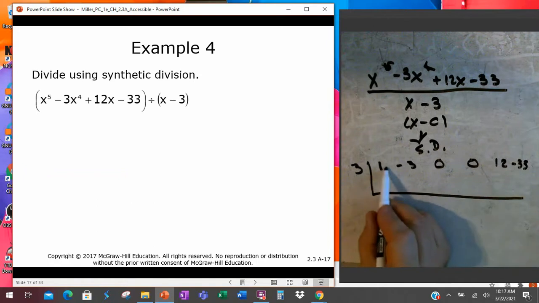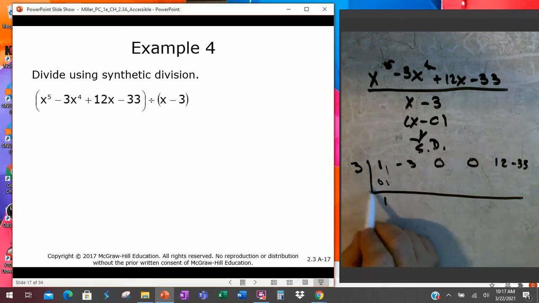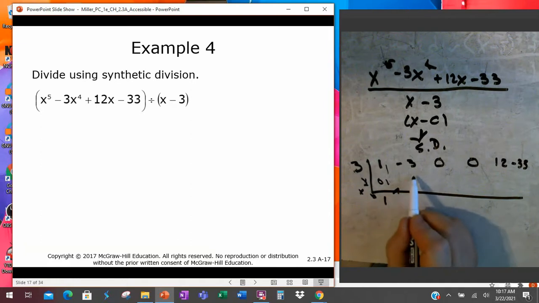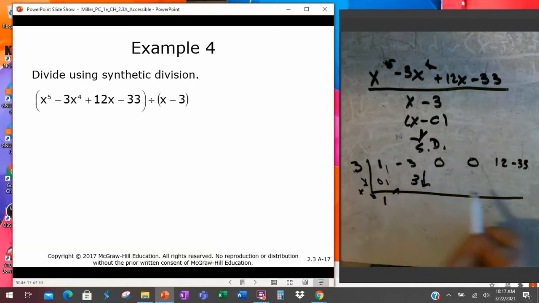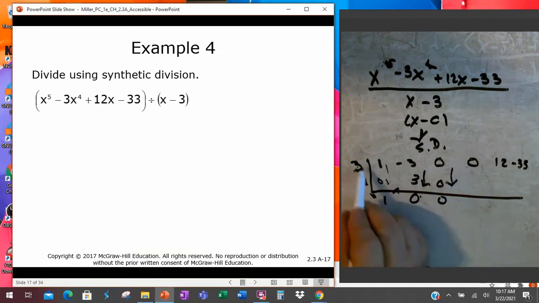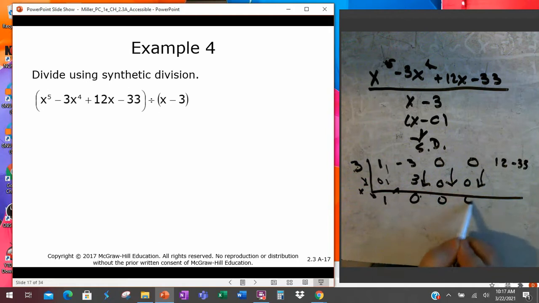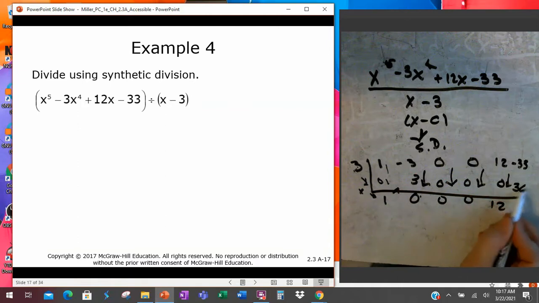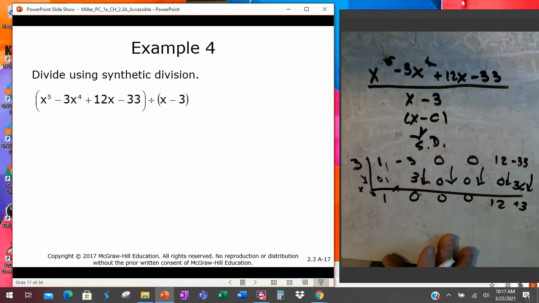I bring down the first, add it to 0 if you will, 1, and then I start 3 times 1. So I need to do this times that and then bring it back up to here. 3 times 1 is 3, and then add, and then repeat. This is 0, this makes this easy. 3 times 0 is 0, add, 0, add, 0, 12 when I add now, and then 3 times 12 is 36, minus 33 plus 36, this is plus 3. This is my remainder.